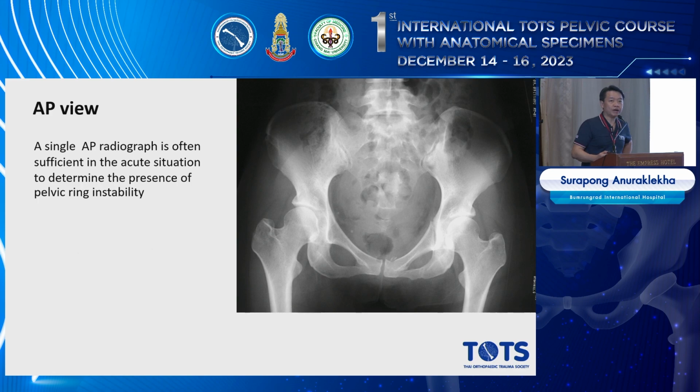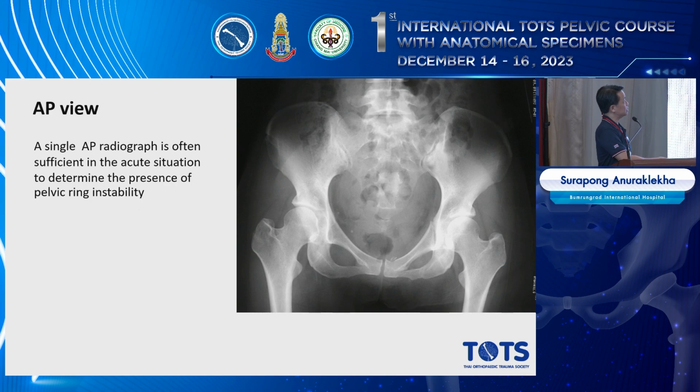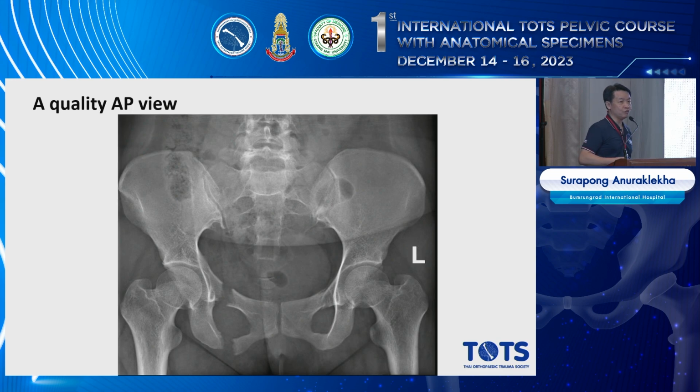Usually the AP will provide us enough information, and usually this is the only X-ray that we will get at the emergency room. So look at the AP view, you can get the information at the sacrum, at the pelvic ring, from the back to the front. Every time you look at it, remind yourself that you need a quality AP view. What is the quality AP view? The quality AP view is the X-ray that is really the AP.